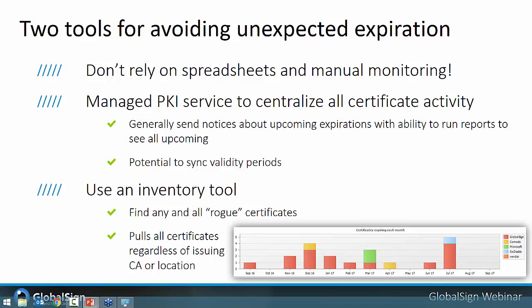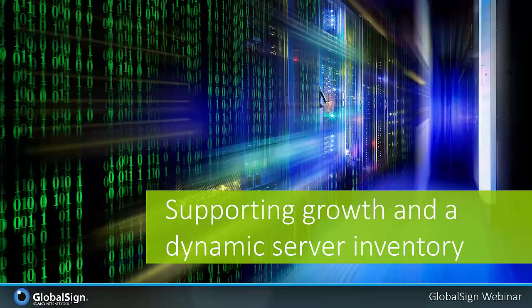So we recommend the use of an inventory tool. As we mentioned earlier, we have a free tool, CIT, that will scan your networks and find all of the TLS certificates regardless of certificate issuer. They can be self-signed, from another CA, from a private CA. It'll find certificates on both internal and externally accessible networks.